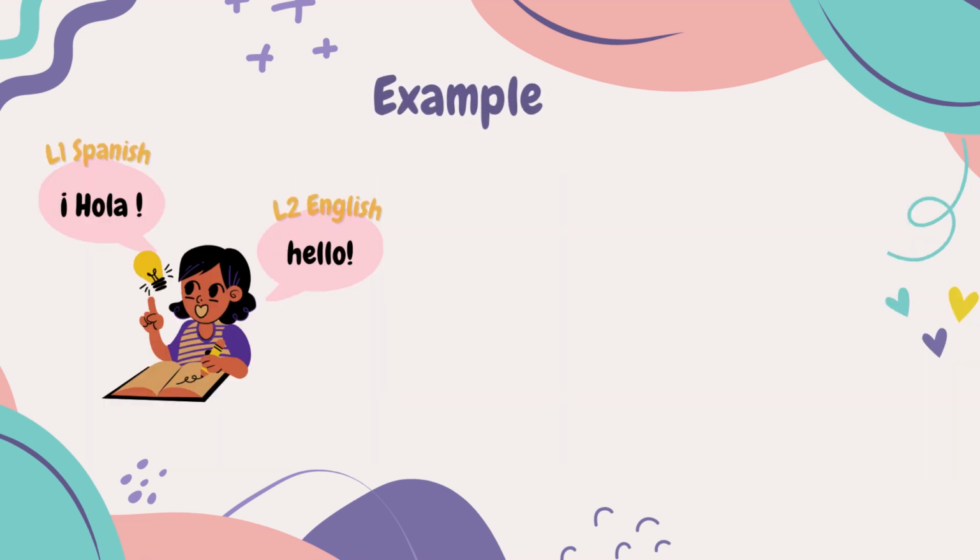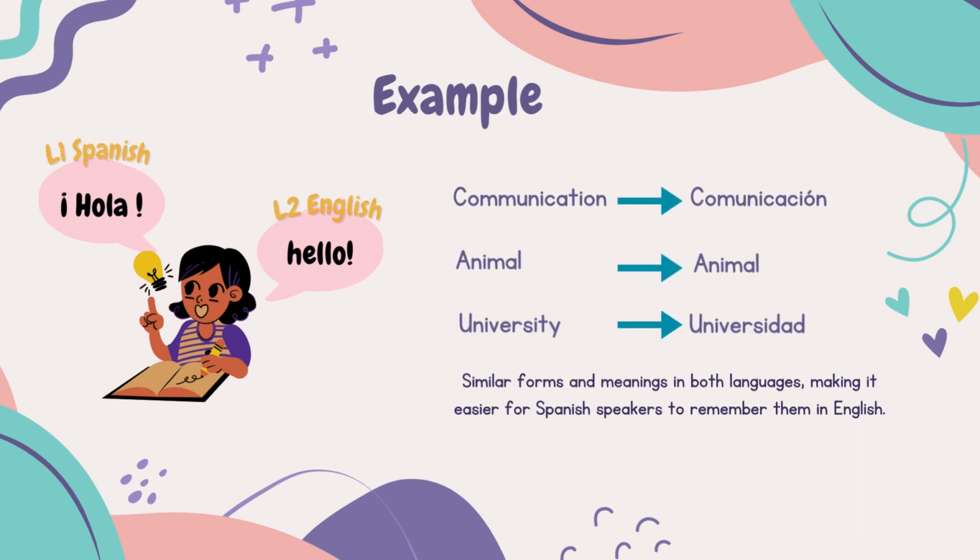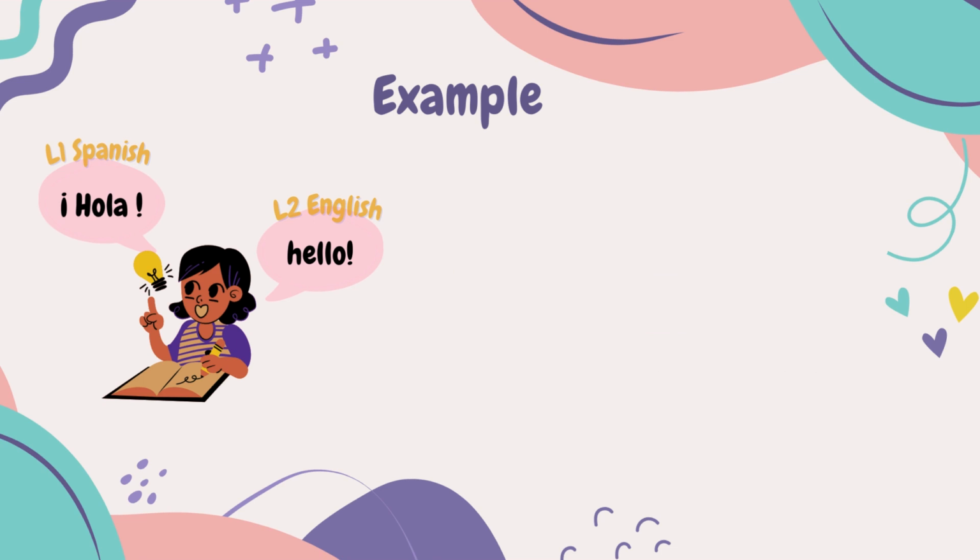Here's an example. If someone speaks Spanish as their first language and is learning English as a second language, they might find it easier to learn English words that are similar to Spanish words due to shared Latin roots. Words like communication, animal, or university have similar forms and meanings in both languages, making it easier for Spanish speakers to remember them in English.